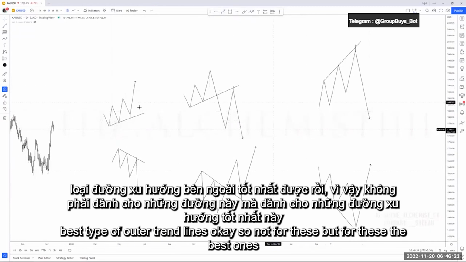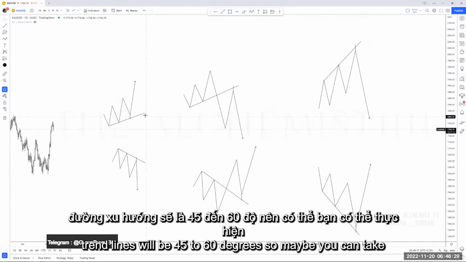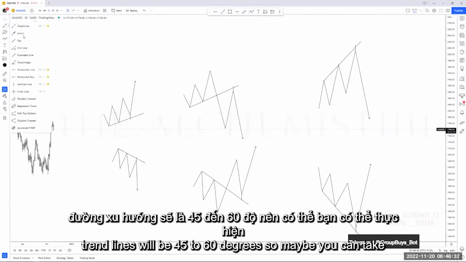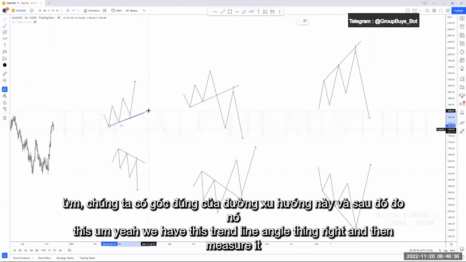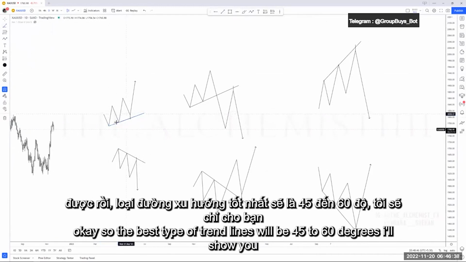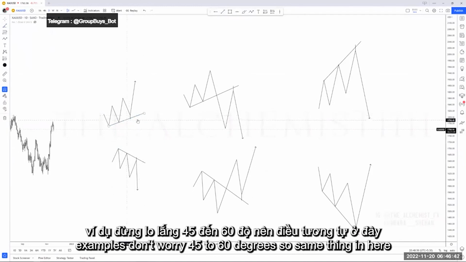Okay, so not for these, but for these, the best ones will be 45 to 60 degrees. The best type of trend lines will be 45 to 60 degrees. So maybe you can take this, we have this trend line angle thing, right? And then measure it. So the best type of trend lines will be 45 to 60 degrees. I'll show you examples. Don't worry. Okay, 45 to 60 degrees.